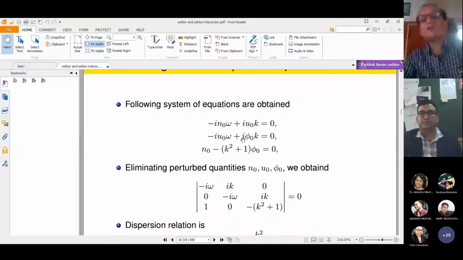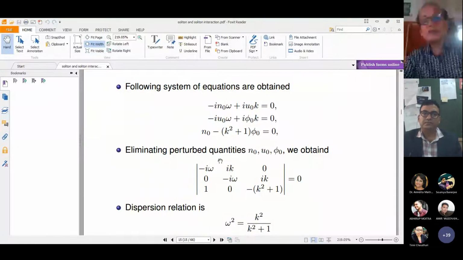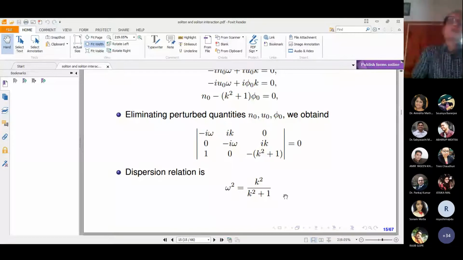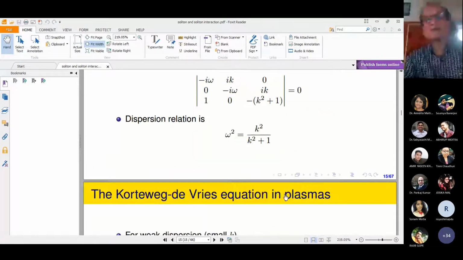Because naturally, if we put in n0 equal to 0, u0 equal to 0, phi0 equal to 0, the equation is satisfied. So we want some non-trivial solution. From this condition, we get the simple relation between omega and k, that is omega square equal to k square by 1 plus k square. This relation is called the dispersion relation, because it will teach us how the wave disperses.